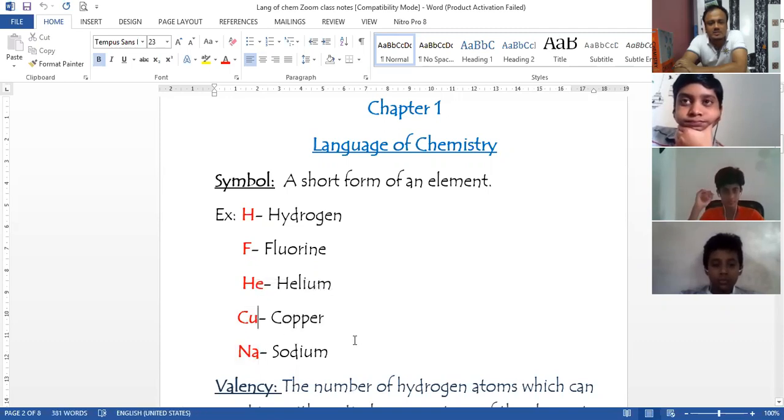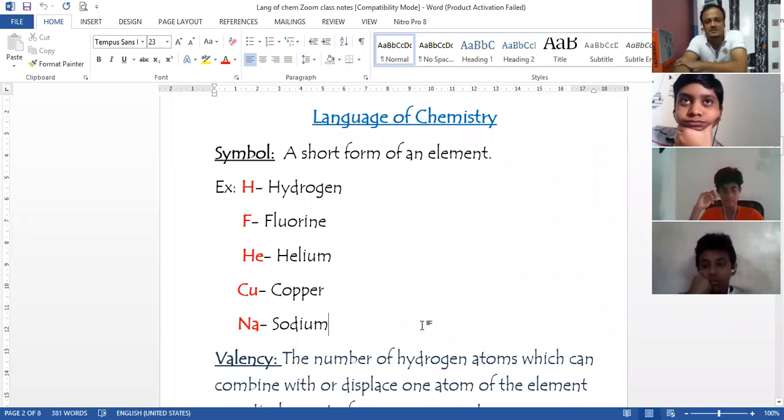Like say copper is cuprum, so we are taking the first two alphabets of cuprum and we get Cu. Sodium is natrium, so that is Na. Potassium is kalium, so that is K. So these are the different types of symbols. That is how we represent elements.